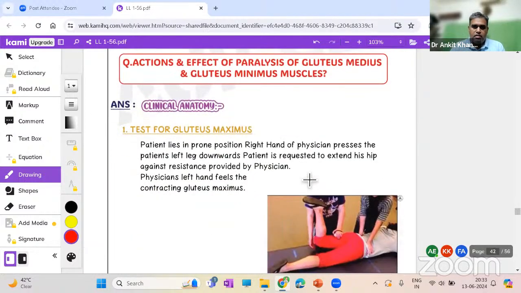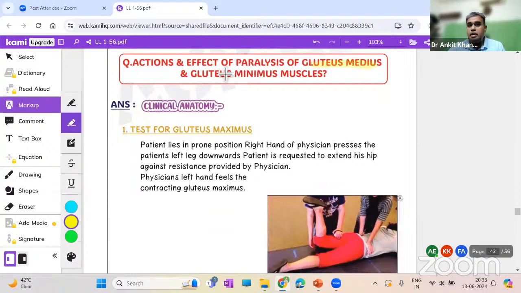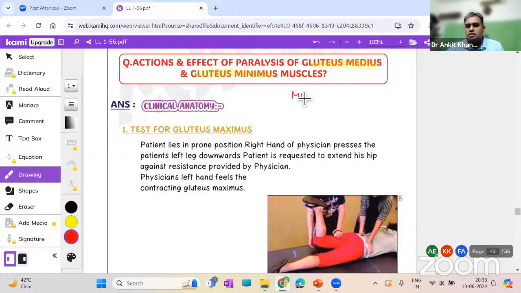Okay, fair enough. Now, actions and effect of paralysis of gluteus medius and minimus. As I said in the beginning, in the first part, as you start the gluteal region, there is gluteus maximus, medius, minimus. In maximus, I told you one word for the action of the maximus. What was that? Extension of thigh. Once you stand up from sitting position, this will be the action of maximus. And for medius and minimus, the main action was abduction of thigh, helpful in walking.